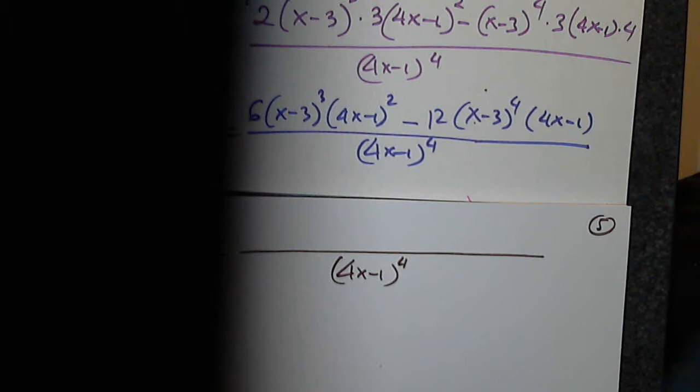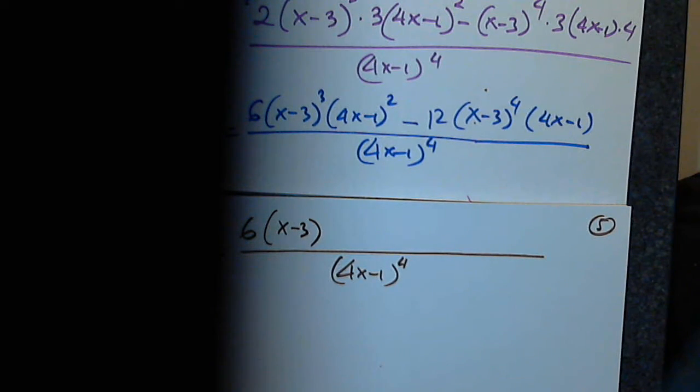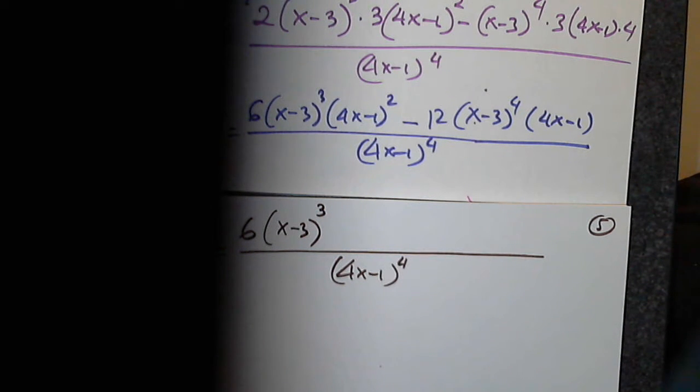Exactly. Of course, the 6 is a common factor. That's my starting point. Then, what else? X minus 3. Which power? Third. Yes. Next, is there something else that I can pull out? 4x minus 1. Very good. Which power? First. Awesome. Now please tell me, after you remove whatever is in front from the first term, tell me what is left.